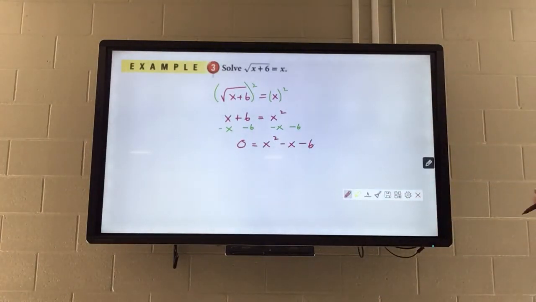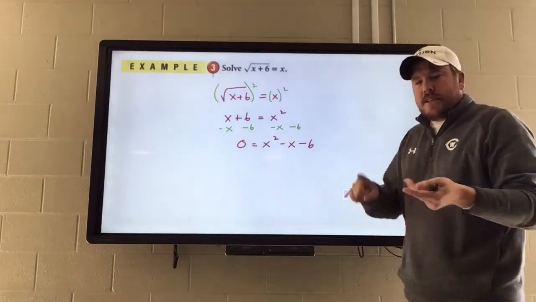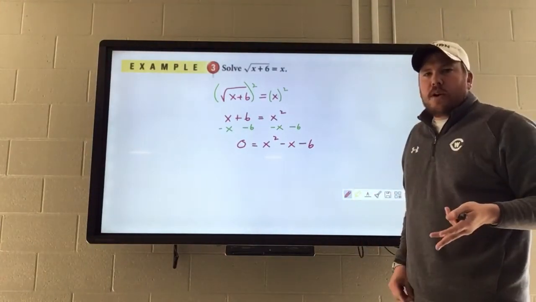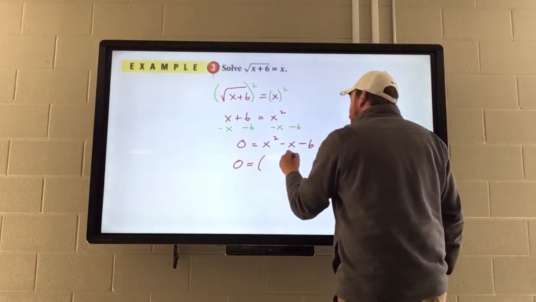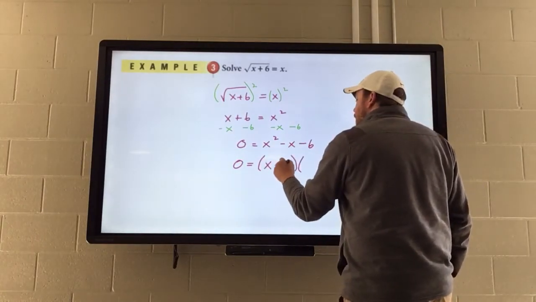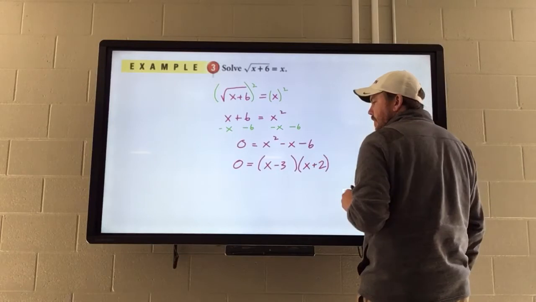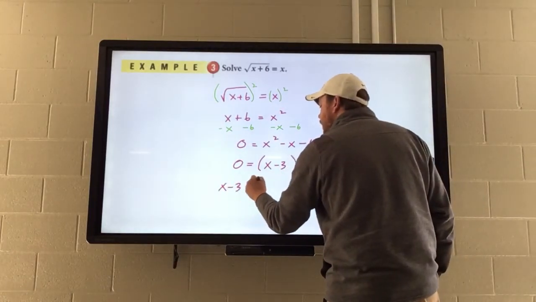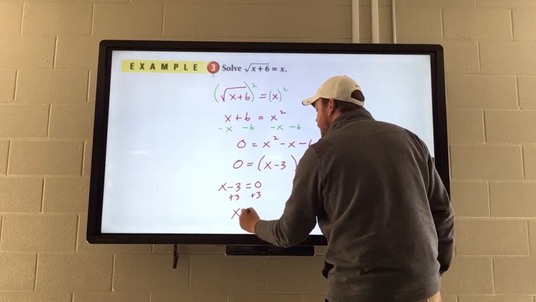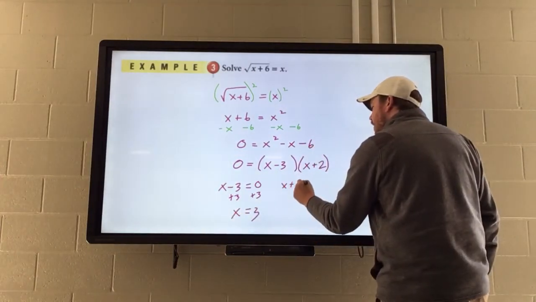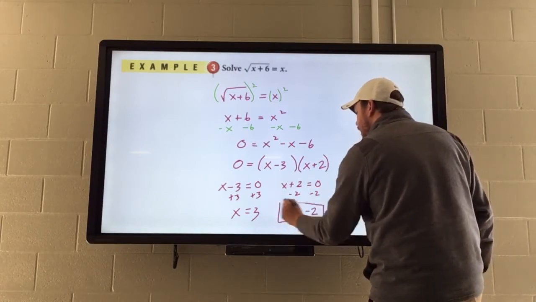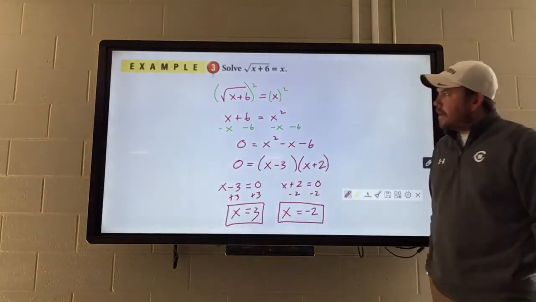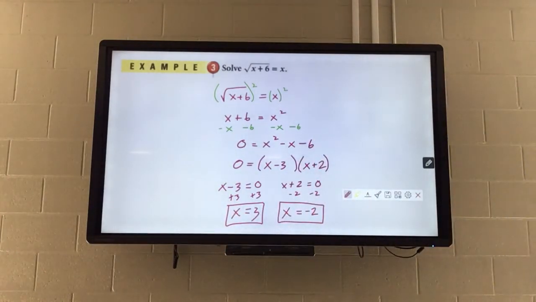And now you can solve this quadratic equation however you want. You can solve it by factoring, completing the square, quadratic formula, whichever one's your favorite. I'm going to go ahead and solve by factoring. So factors of negative 6 that add to negative 1 would be negative 3 and positive 2. Set each factor equal to 0 and solve. We get x equals 3. And we get x equals negative 2. Just like that. So again, we square both sides of the equation and go from there.